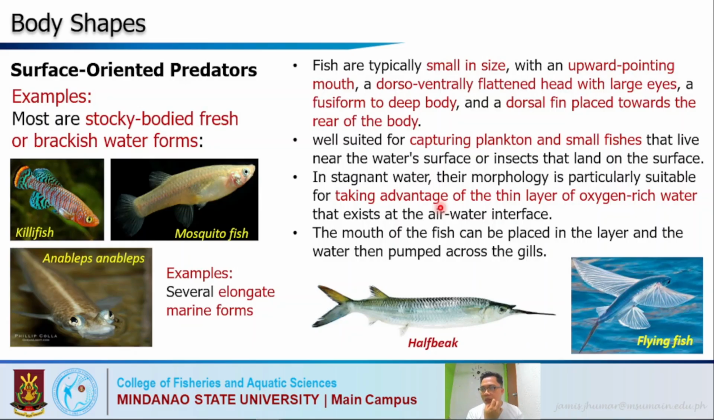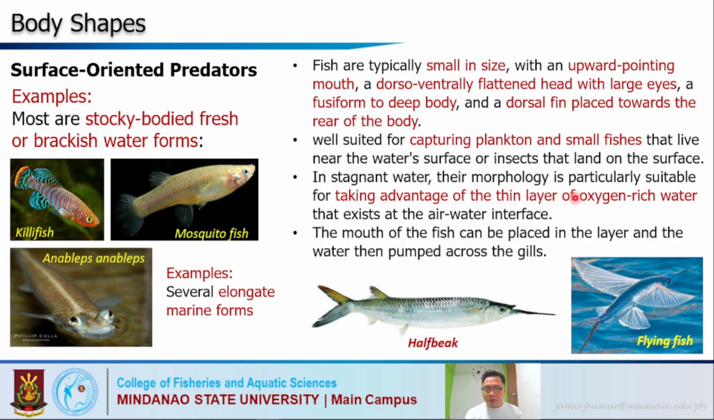And then another body shape is the surface-oriented predators. So this particular fish typically are small in size with an upward pointing mouth, a dorsoventrally flattened head with large eyes and a fusiform deep body. So meaning to say when you say dorsoventrally, it is flattened in the dorsal part. And then the dorsal fin is placed towards the rear of the body, well suited for capturing plankton and small fishes that live near the water surface or insects that land on the surface.